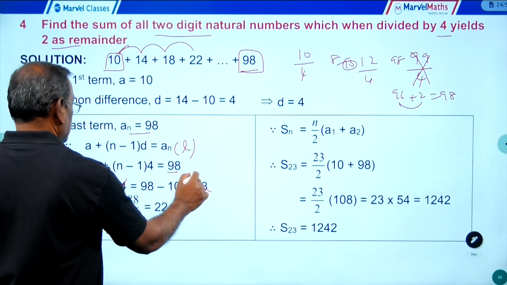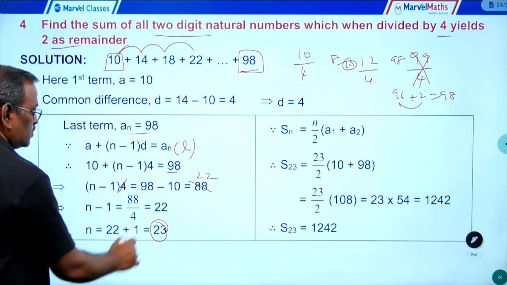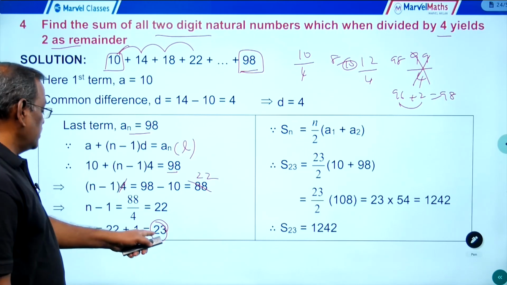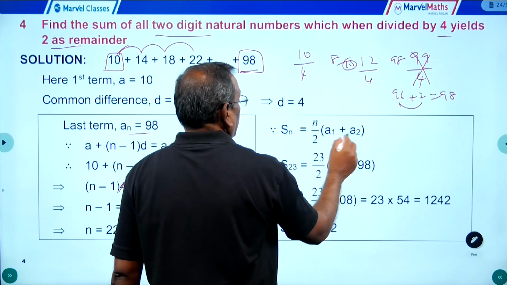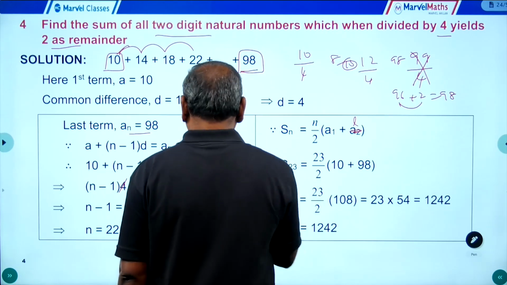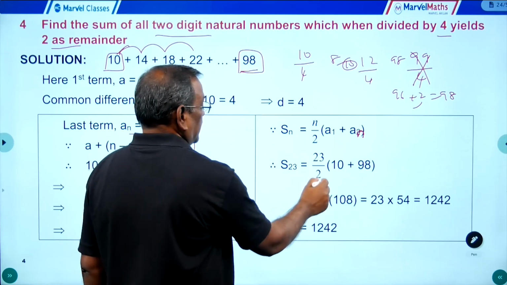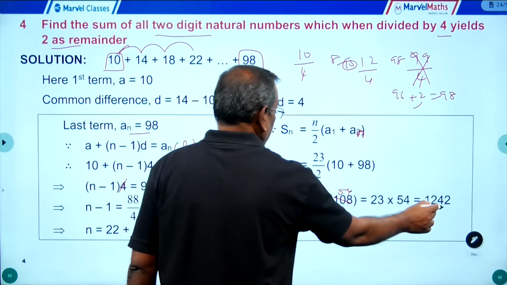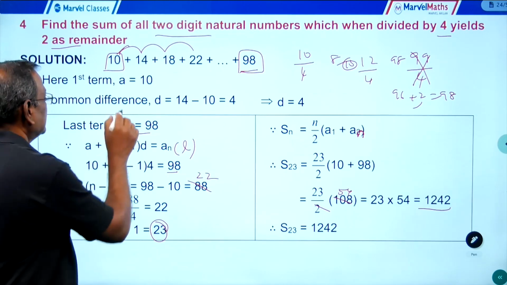You can cancel this, n minus 1 equal to 22. So what is n equal to? So the total number of two-digit numbers divisible by 4 that yield the remainder 2 is 23. Now calculate S23. So what is S23? N by 2 into A plus L. So what is L? L is nothing but this, either we can write L or AN. 23 by 2, 10 plus 98, 108. This is 54. If you multiply, you will get 1,242.